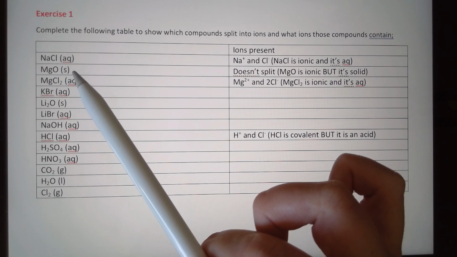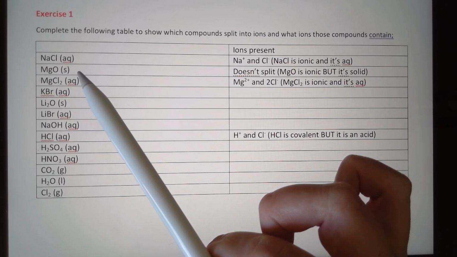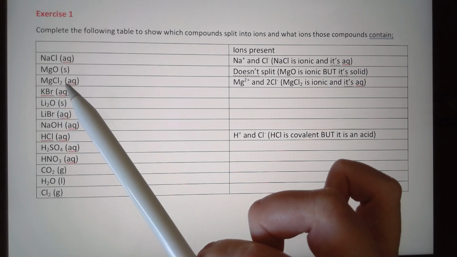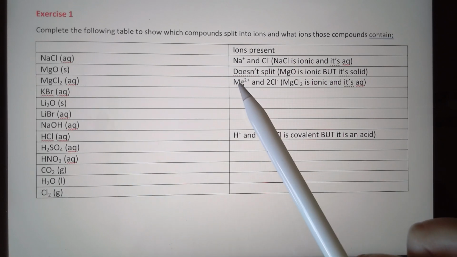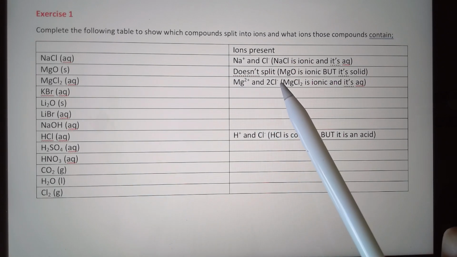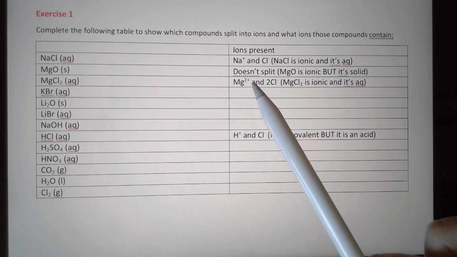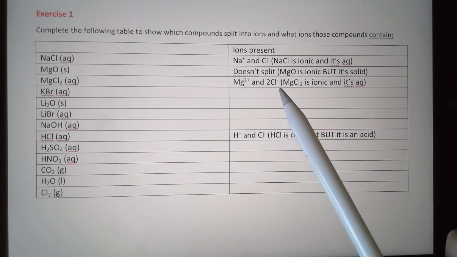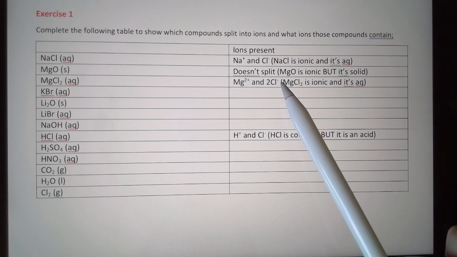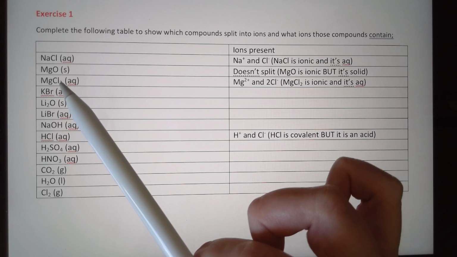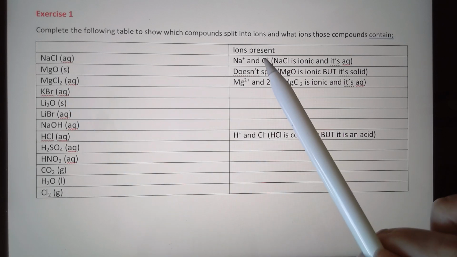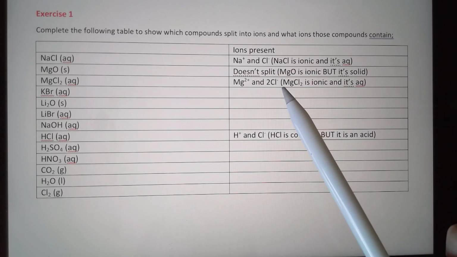MgO is ionic, it's solid, therefore it's not going to separate into ions. MgCl2, ionic and aqueous, and will separate. So again, I show the Mg and the Cl separate. Because magnesium's in group 2, it's got a 2+ charge. Because chlorine is in group 7, it's got a -1 charge. So again, notice it was Cl here and it was Cl2 here, but that hasn't affected the formula of the chloride ion. It's in group 7, so it's always Cl-.